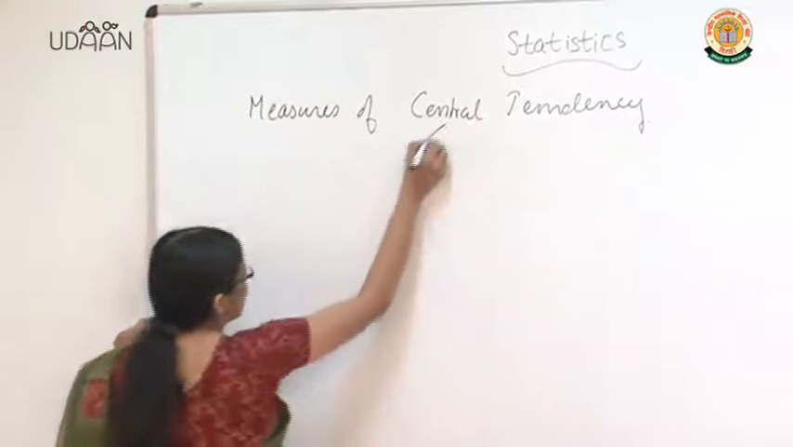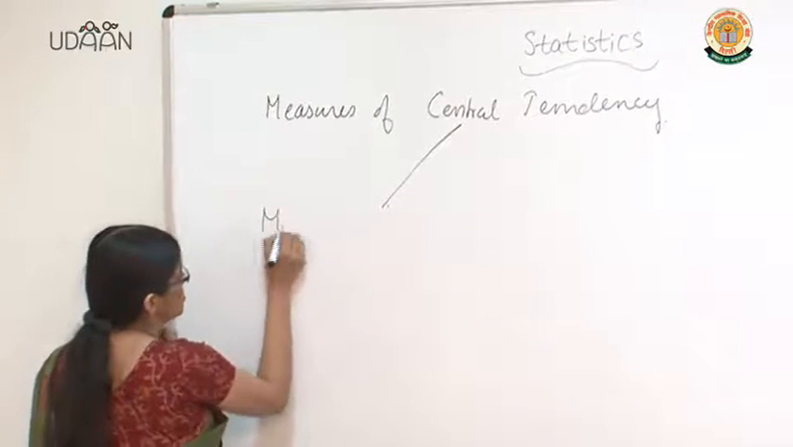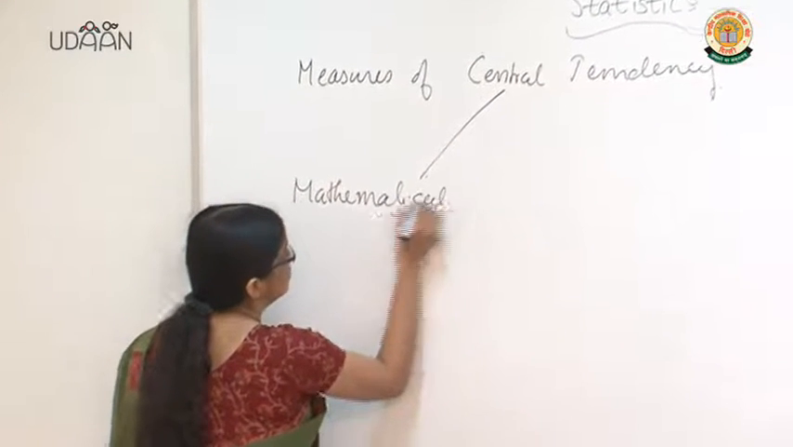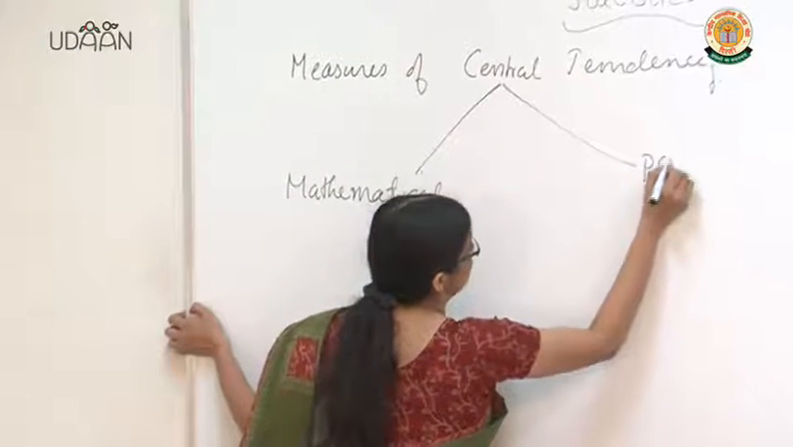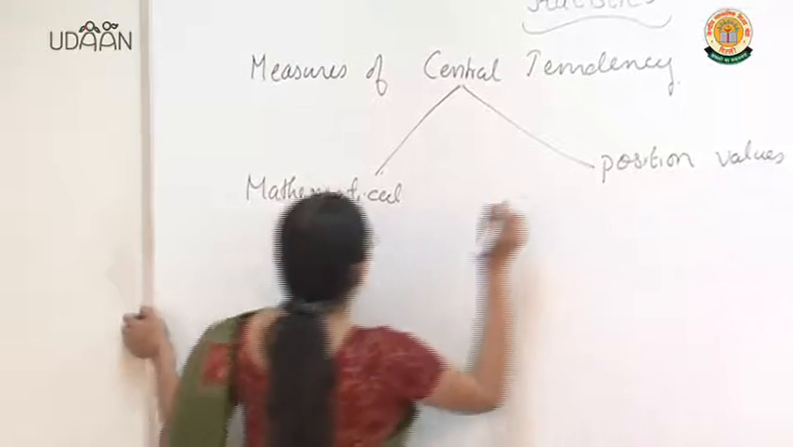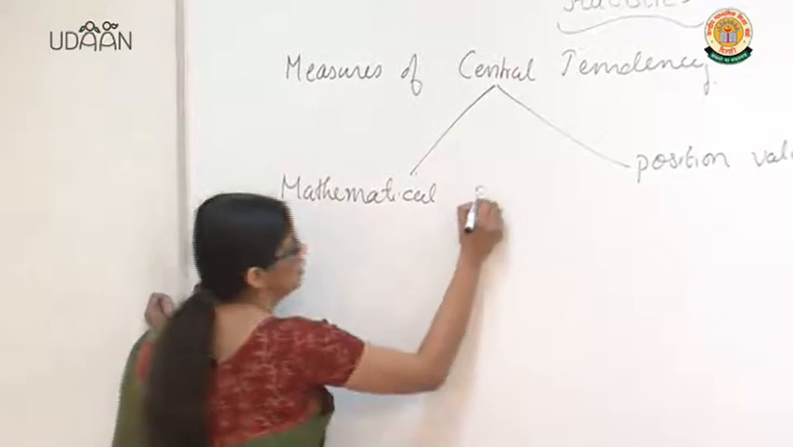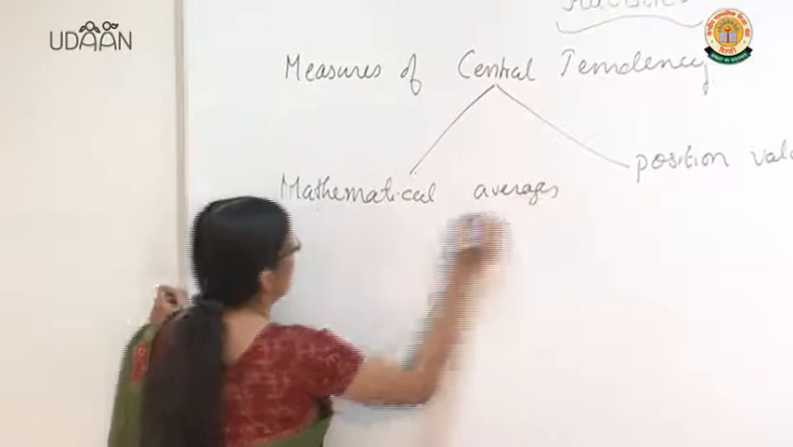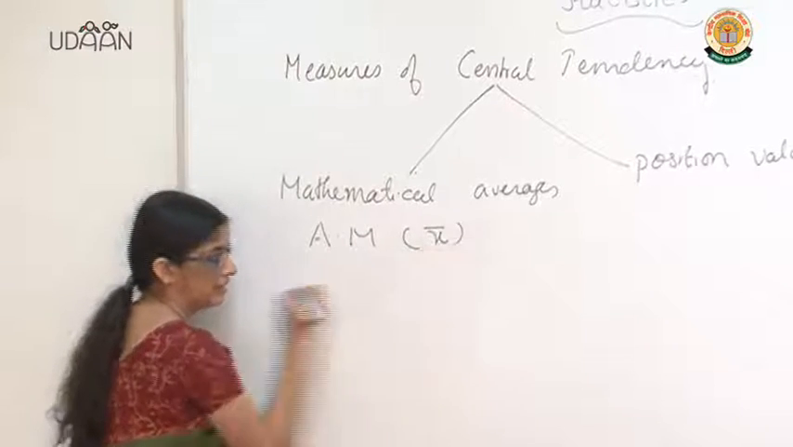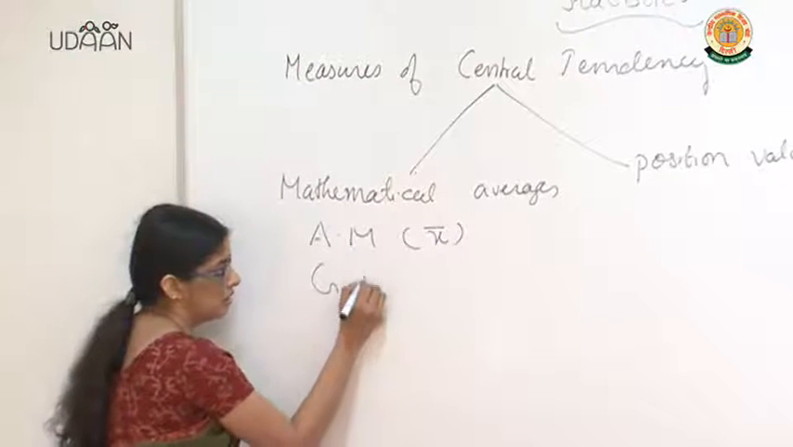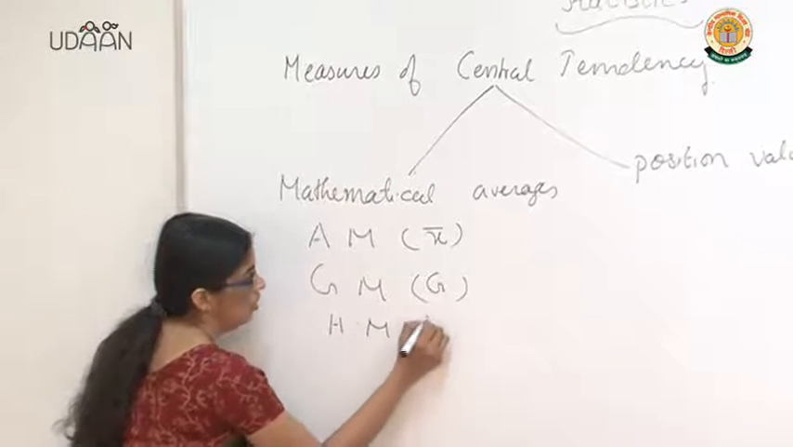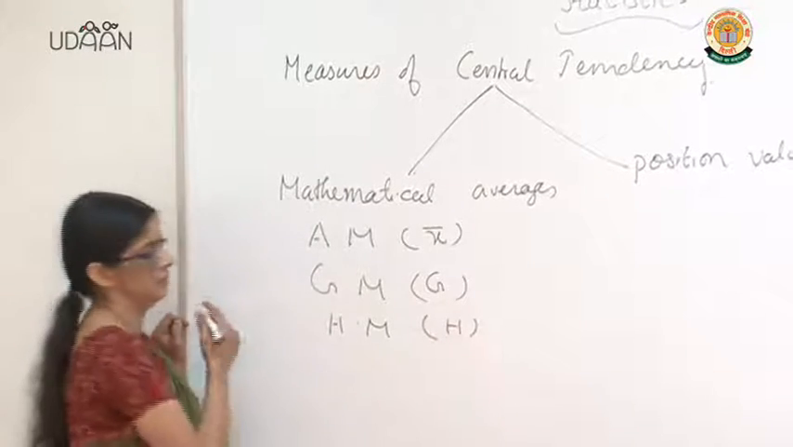Here, two types of averages are there. First is mathematical averages, and the second one is position values or partition values. Under mathematical averages, we have arithmetic mean, which already we have discussed. Generally, we denote it by x bar. We have geometric mean, G, and harmonic mean of observations. Already we have discussed it.